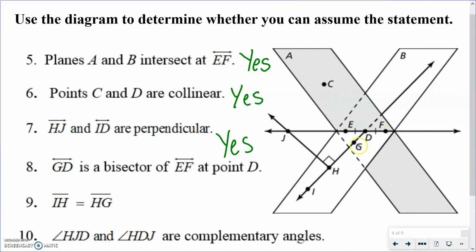Okay. GD is a bisector, so it cuts EF in half at point D. Okay, well, there's some really important pieces here. EF is right here. EF is marked that it's the same on both sides of point D. And GD goes through point D. So yes, it is the bisector.